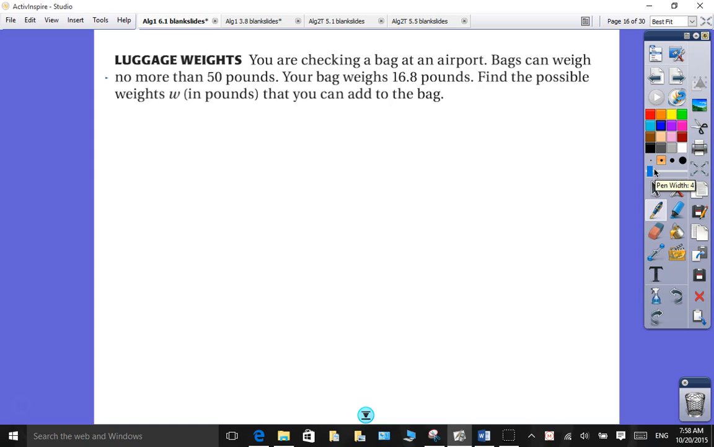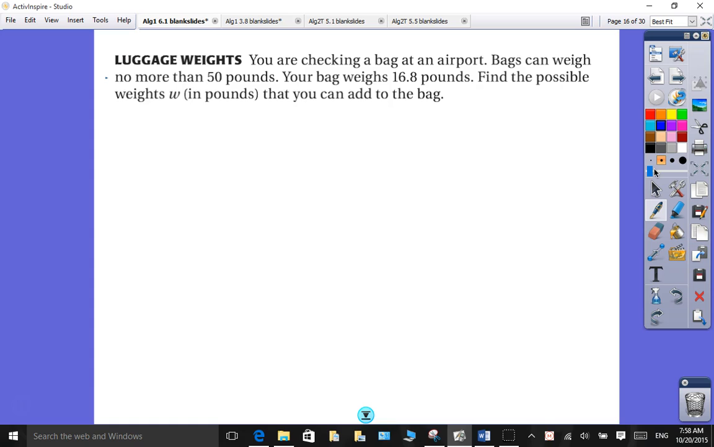And so here's a word problem. You are checking a bag at an airport. Bags can weigh no more than 50 pounds. Your bag weighs 16.8 pounds. Find the possible weights, W, in pounds that you can add to the bag. So we have to set up an inequality that represents the situation and then solve it.